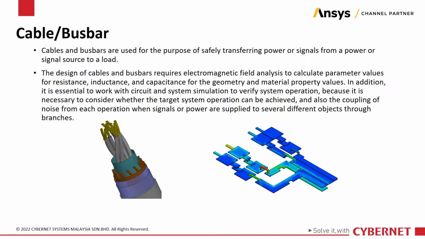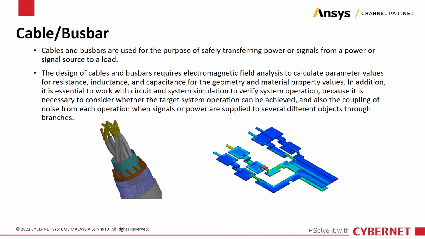First, I will show you an example of cable and bus bar analysis. Cables and bus bars are used to safely transfer power or signals from a power or signal source to a load. The design of cables and bus bars requires electromagnetic field analysis to calculate parameter values for resistance, inductance, and capacitance for the geometry and material property values.